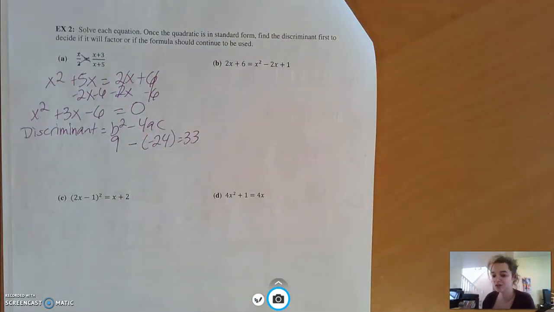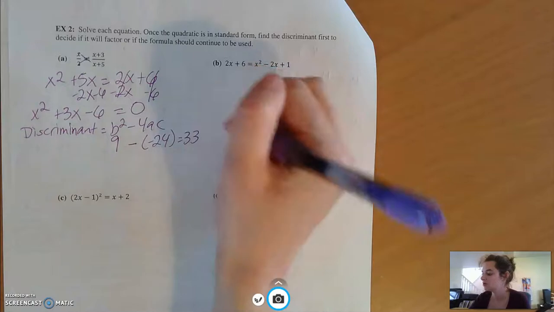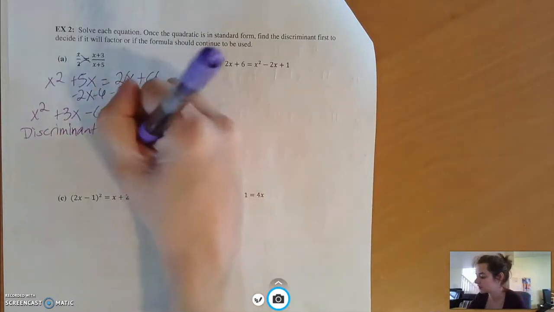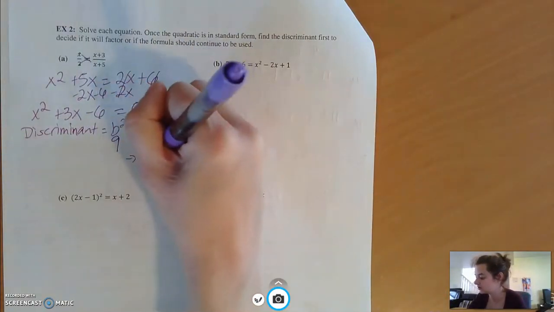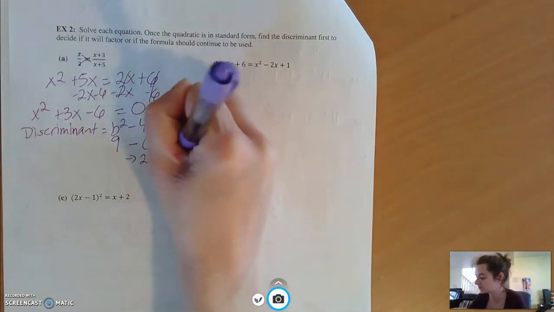What I know is 33 is positive, so it's going to be a real answer. It's not a perfect square, so I know it's going to be an irrational answer. So what kind of answers am I going to get? I'm going to get 2 irrational answers.